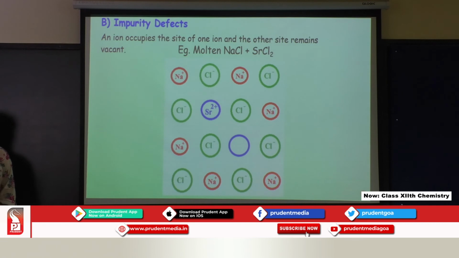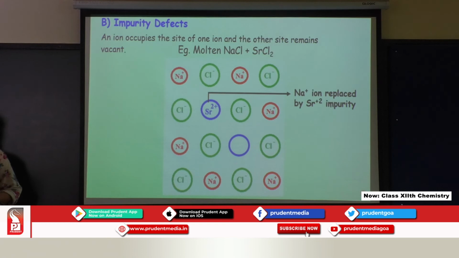We now come to impurity defects. Shown here in the figure is a crystal of sodium chloride where the ions of sodium are shown in red and the ions of chloride are shown in green. We also notice that two sodium ions are missing from the crystal. One of them is replaced by strontium impurity and the other one, that is the missing sodium ion, remains as a vacancy.